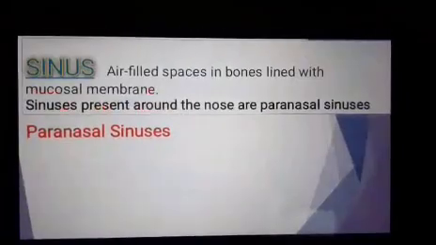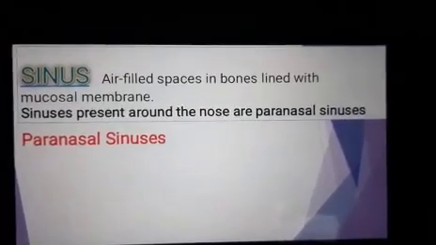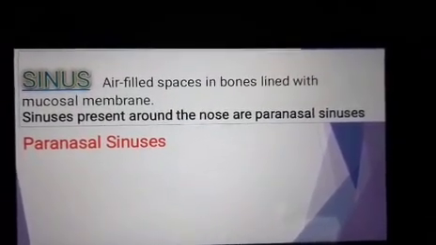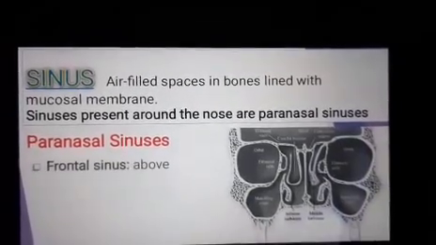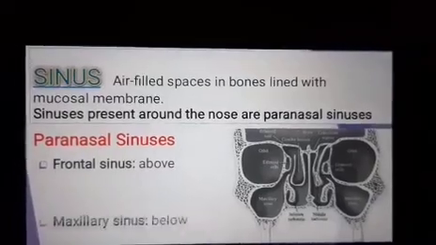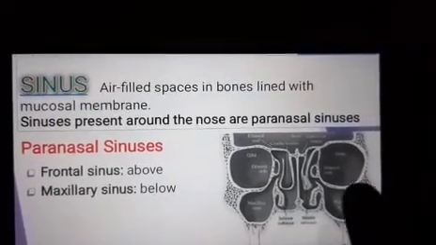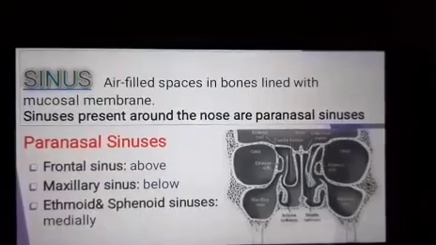Now I'm talking about the very last part here, the paranasal sinuses. What is a sinus? It is basically air-filled spaces in the bone lined with mucous membrane, and those present around the nose are called paranasal sinuses. We have here the frontal sinus, which is located at the upper portion, the maxillary sinus, which is located below, and the ethmoid and sphenoid sinus, which are located medially.